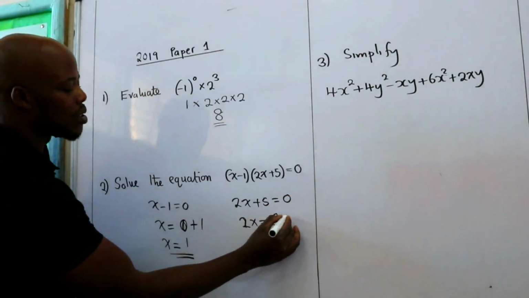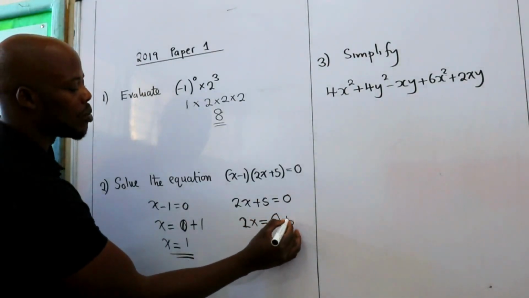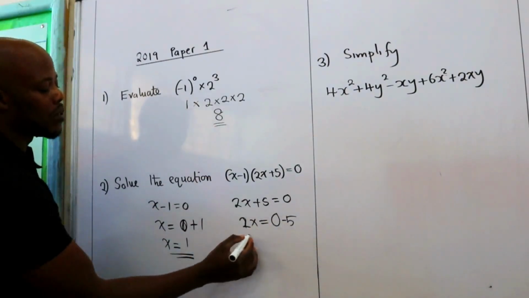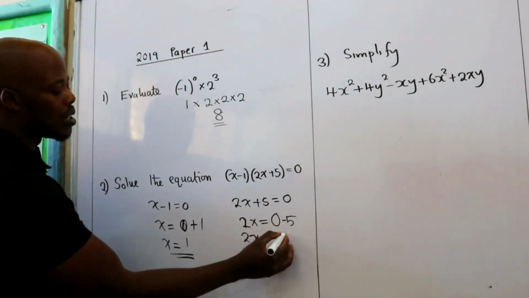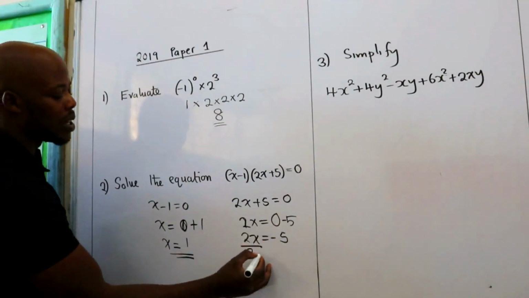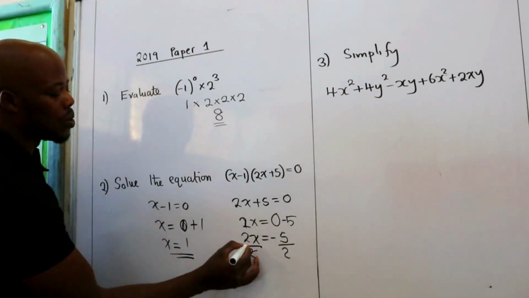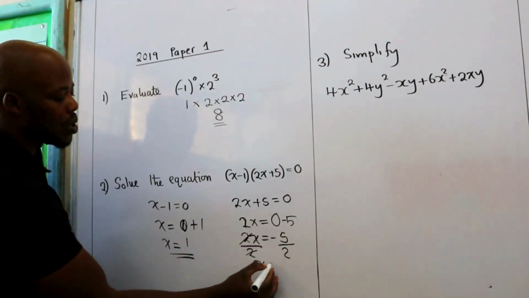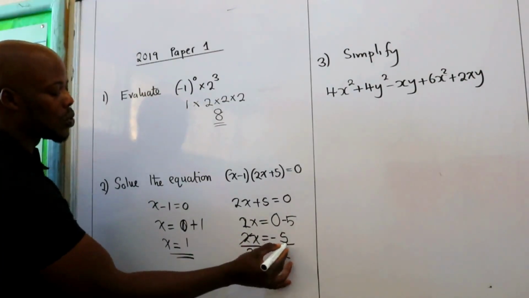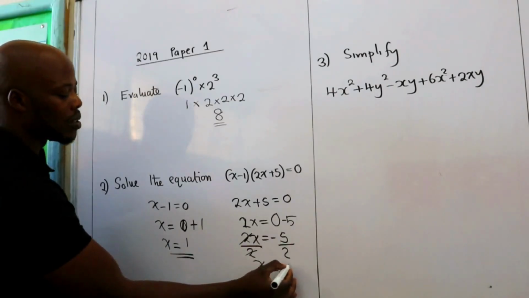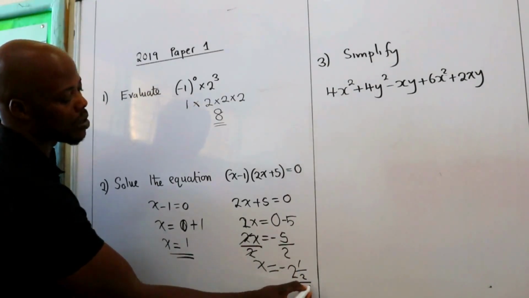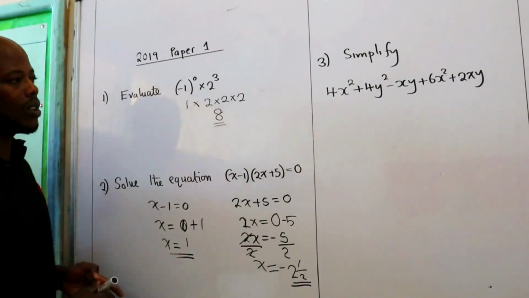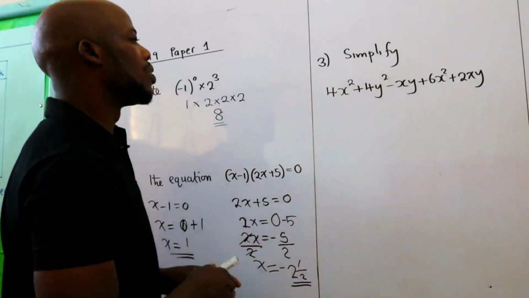Here there is a 0, so it will be minus 5. Here it will be 2x is equal to negative 5, divided by 2, divided by 2. So this and this will cancel. We'll just remain with negative 5 over 2, which is negative 2 remainder 1 over 2. This is our solution. We can now go to question 3.